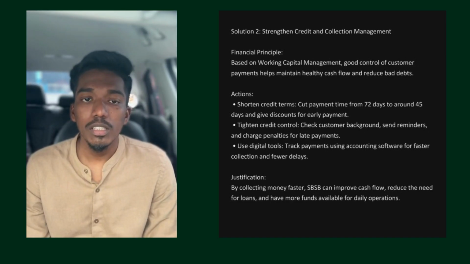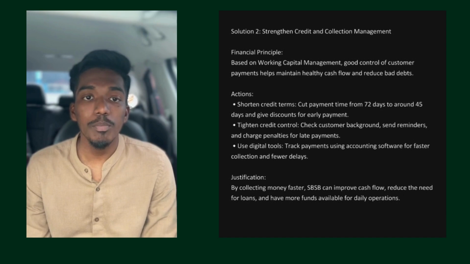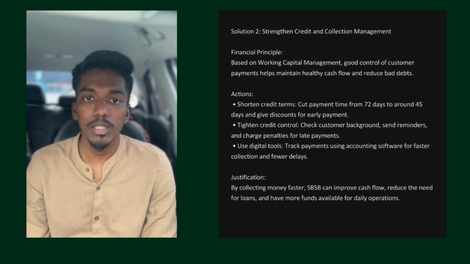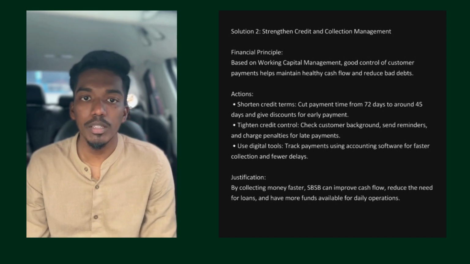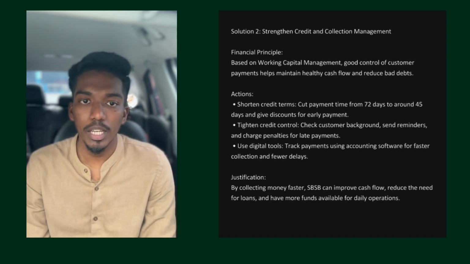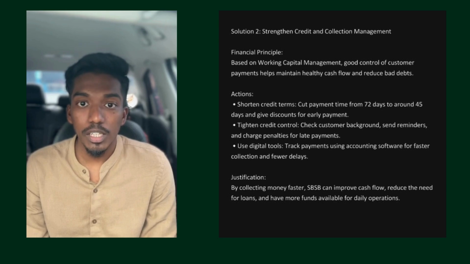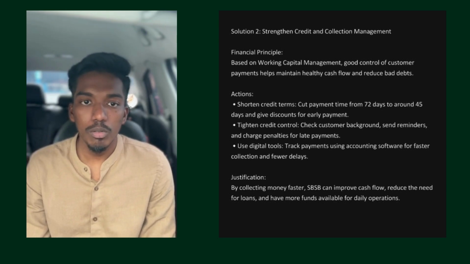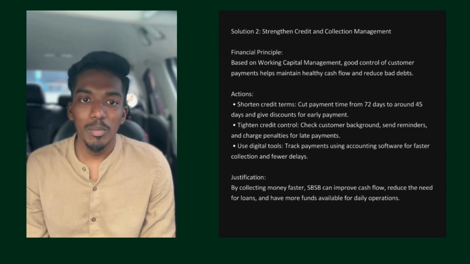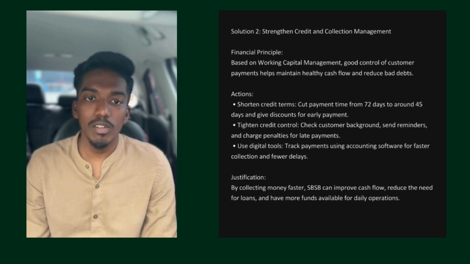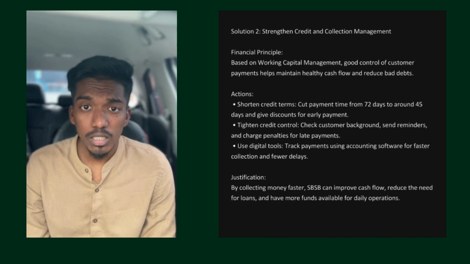Solution 2. Strengthen credit and collection management. Financial principle: based on working capital management, good control of customer payments helps maintain healthy cash flow and reduce bad debts. Actions: shorten credit terms, cut payment time from 72 days to around 45 days and give discounts for early payment. Tighten credit control, check customer background, send reminders and charge penalties for late payments. Use digital tools, track payments using accounting software for faster collection and fewer delays.